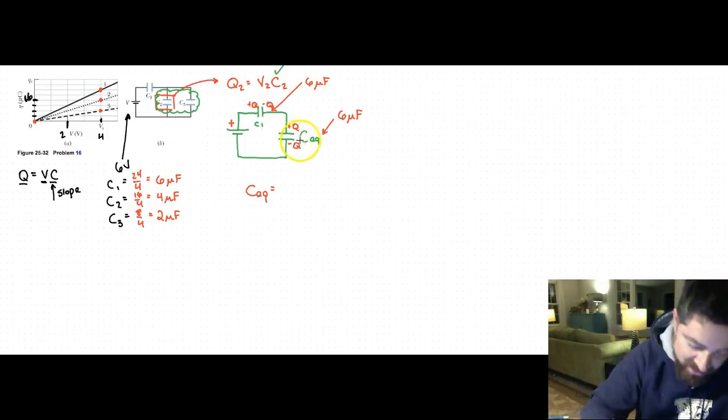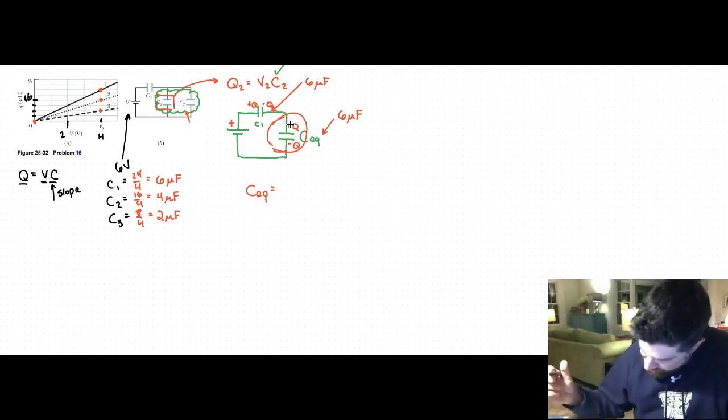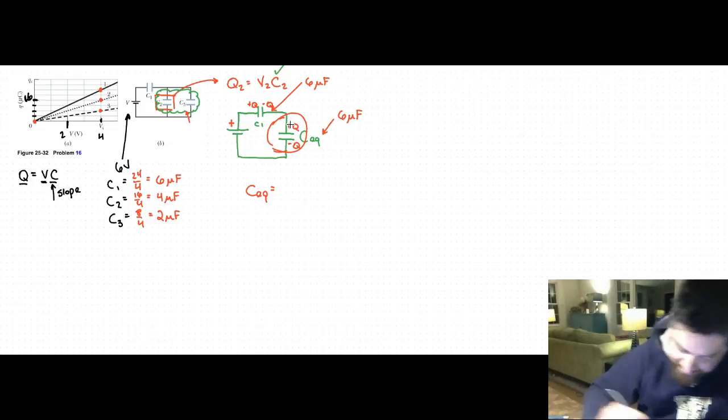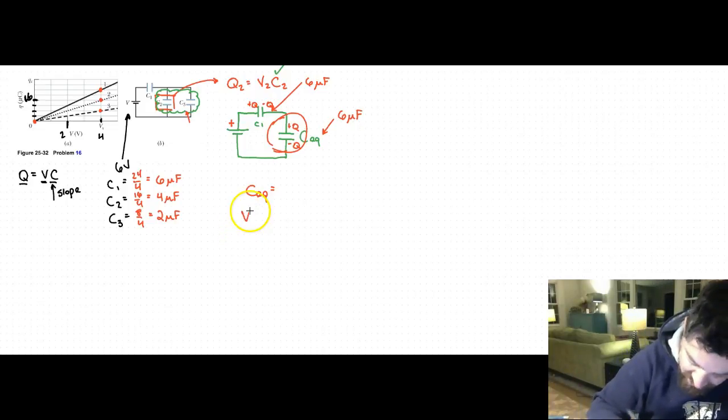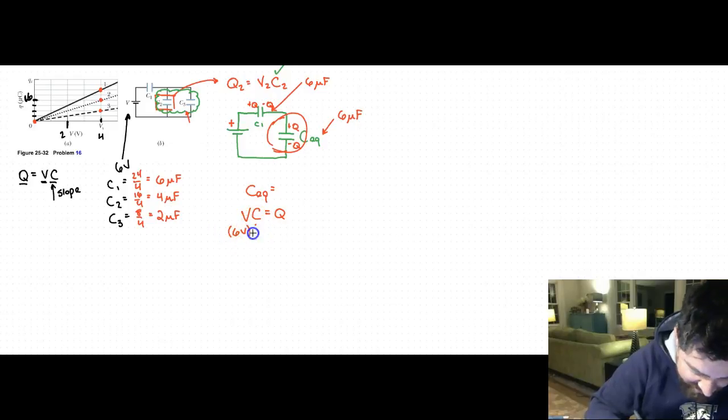And the voltage drop across the equivalent capacitor that I've drawn here in green has to be the same. So it's all going to be equal to 18 microcoulombs. How did I get that? Well, I can say that the voltage across the entire circuit times the equivalent capacitance of the entire circuit is equal to the charge. The voltage was given to us in the problem. It's 6 volts, and the equivalent capacitance of the entire circuit is going to be 3 microfarads. And so therefore, the charge is going to be equal to 18 microcoulombs.